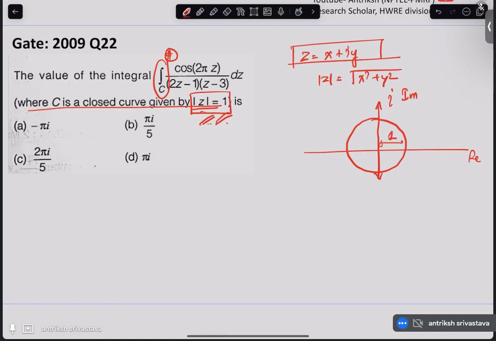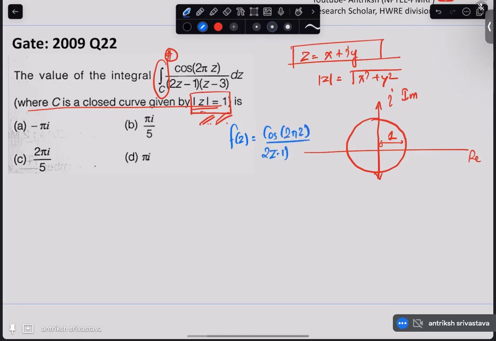And we have been asked to find the integral of this particular function, f of z would be better, cos of 2 pi z by (2z minus 1)(z minus 3). We have to integrate this function along this closed curve that is given. Okay, so let's look at Green's function. Sorry, not the Green's function. Let's look at Cauchy's theorem. What does Cauchy's theorem tell us?